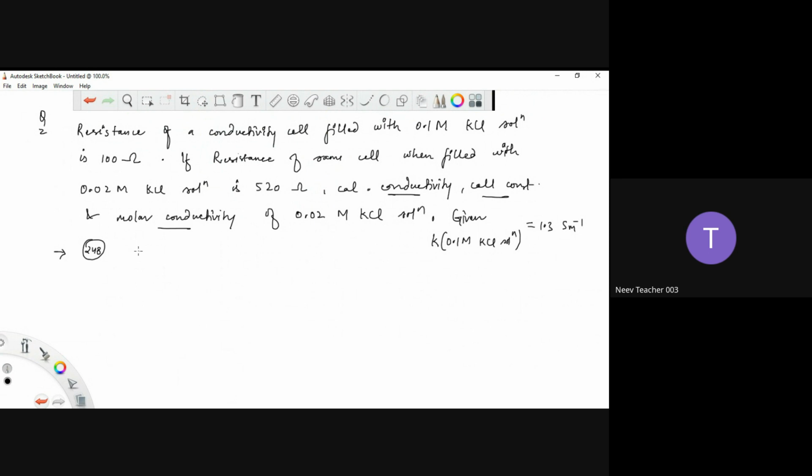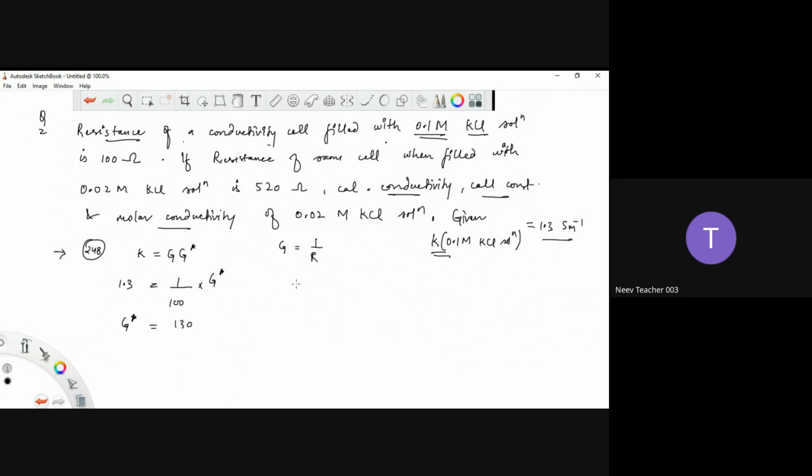So what is kappa? Kappa is G into G star, right? And we have resistance. So basically we have conductance, because conductance is nothing but 1 by R. So G value is 1 upon 100, given to us. And G star we need to find. For 0.1 molar KCl, conductivity is also given to us, which is 1.3. So from here, G star we have calculated. It is 130. Correct, no? Yes. So 130 we have calculated as G star.